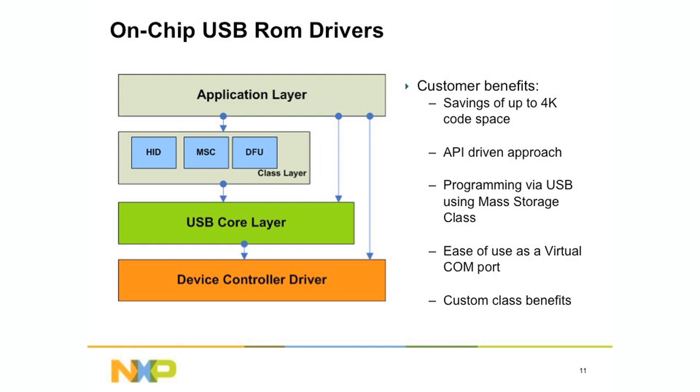Savings up to 4K, actually that's wrong. It's savings up to about 7K of space. They're only for device mode, though. We don't have them for host mode right now. But USBlib does have host mode code in it, so the library itself covers everything you need.